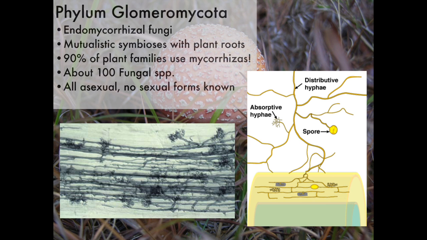And all of them are asexual. There are no known sexual forms of the Glomeromycota, which makes them kind of a challenge to work with. But a bigger challenge is that they are biotrophic, which means we can't grow them in culture. We can't put them on a petri plate and have them grow. They do not grow unless they have a plant root around to colonize.